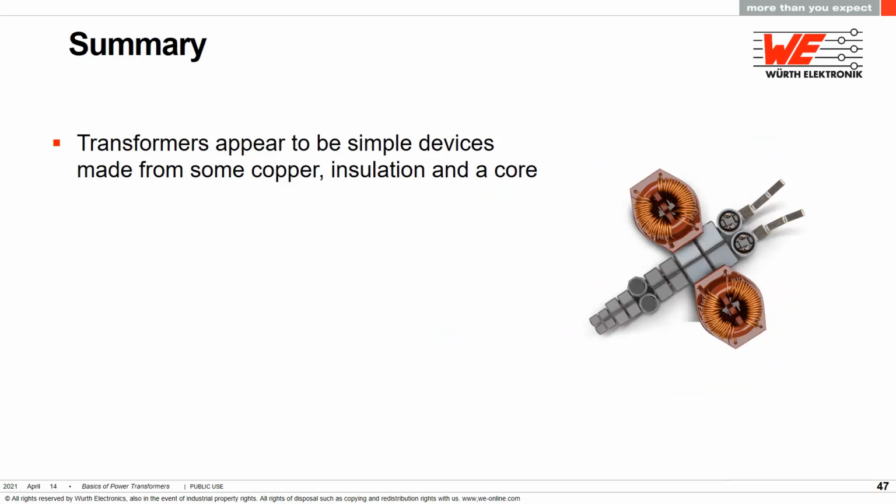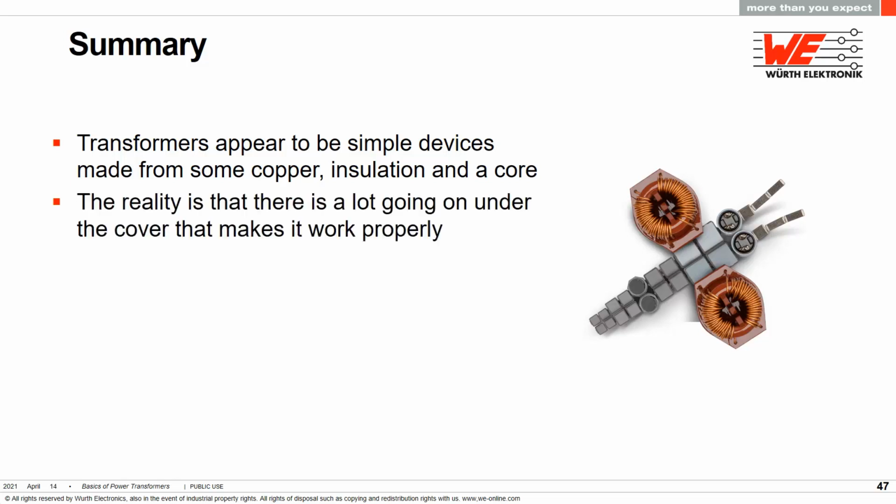In summary, transformers appear to be simple devices that are made from just some copper, insulation, and a core. But in reality, there's a lot going on under the hood that makes them work properly in any application. On top of the magnetics design, safety agencies add many additional requirements. It's often not appreciated how much the mechanical and manufacturability aspects play a crucial role in a successful design.